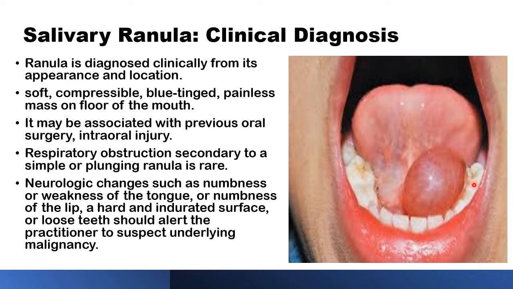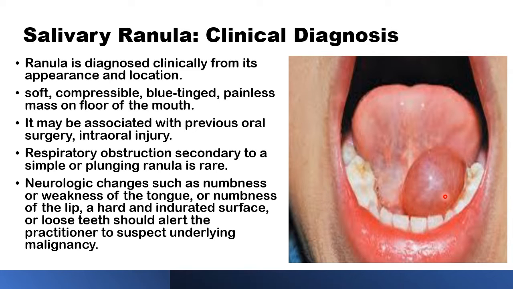A ranula is diagnosed clinically from its shape and appearance and from its location in the floor of the mouth. It is soft, compressible, has a blue tinge or hue, and it's painless. It may follow things like previous oral surgery or intraoral injury or trauma. It's rare for ranulas to present with respiratory or feeding difficulties except in children.